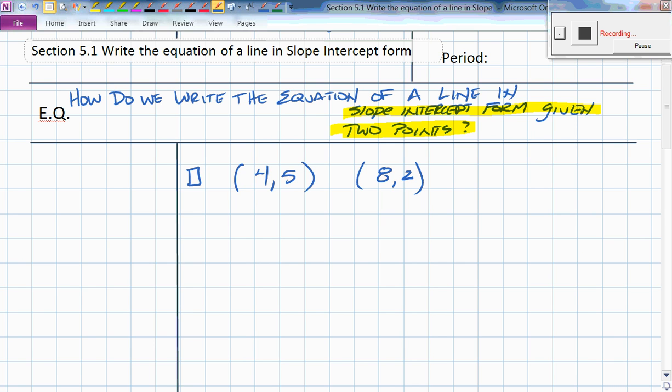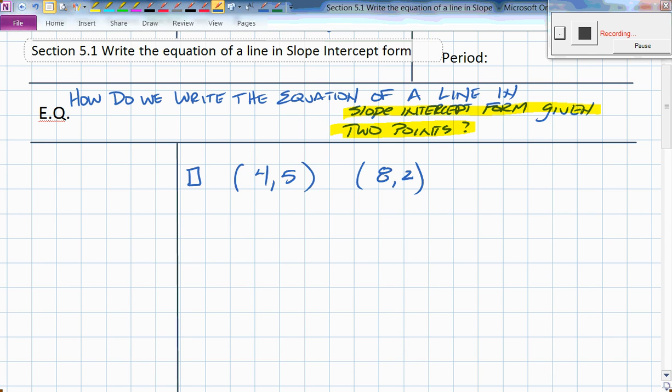What quadrant is that first point in? Anybody know? Yes, Andres. Quadrant 1. This is in quadrant 1. How about the second point, (8,2)? Where's that? Also in quadrant 1. I've given you 2 points that are in quadrant 1.